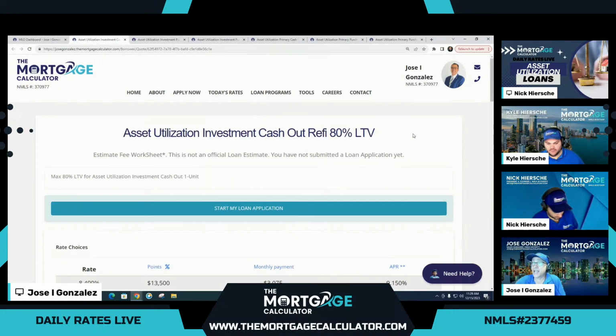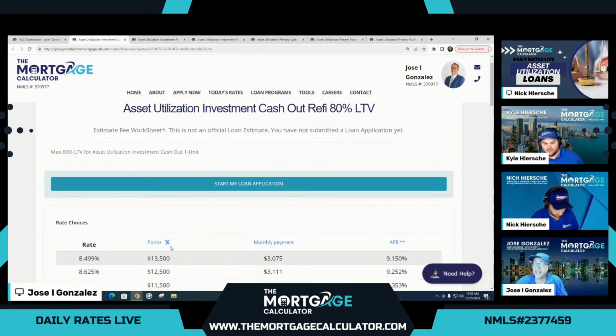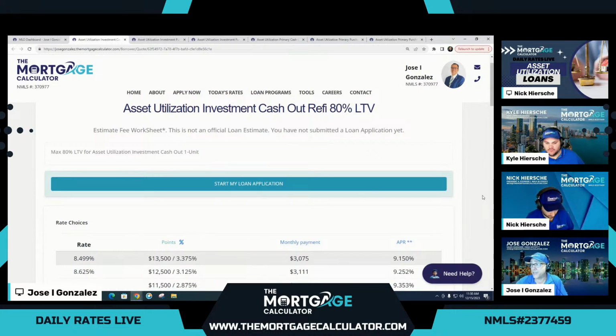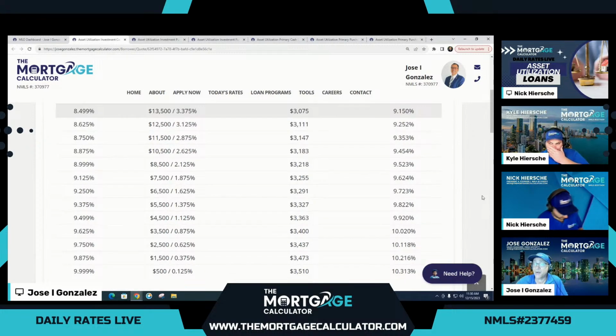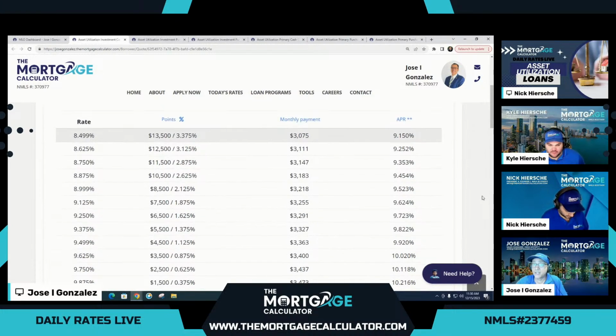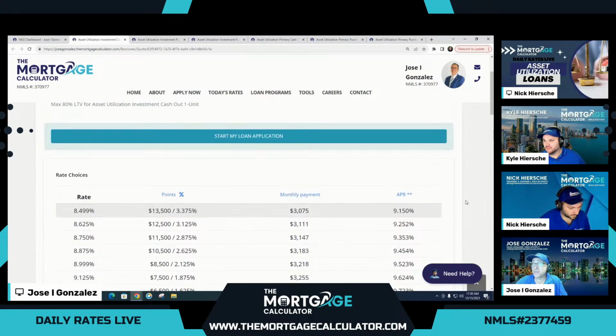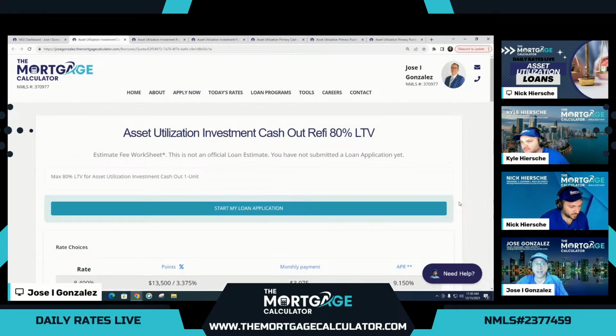And our last option is our asset utilization investment property cash out refi. Again, 80% is still the maximum LTV, even though it's investment. So we have the same maximum LTV on a cash out, whether it's primary or investment property, which is very interesting to note. 9.99% is almost at par, costing 0.125 points. And again, in an amazingly deep rate sheet, you can buy that down all the way to 8.499, costing 3.375 points for your investment property asset utilization cash out at 80% LTV.